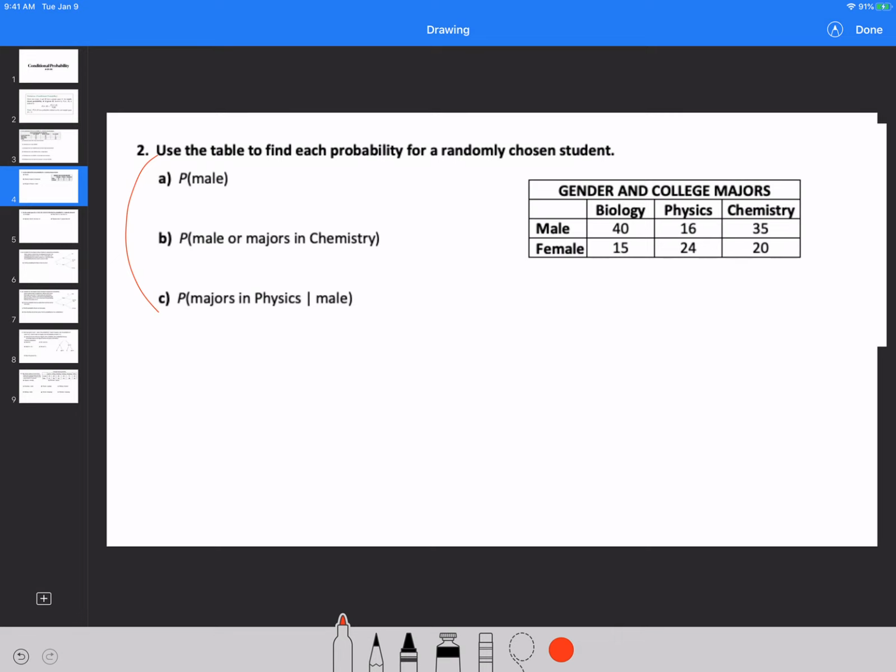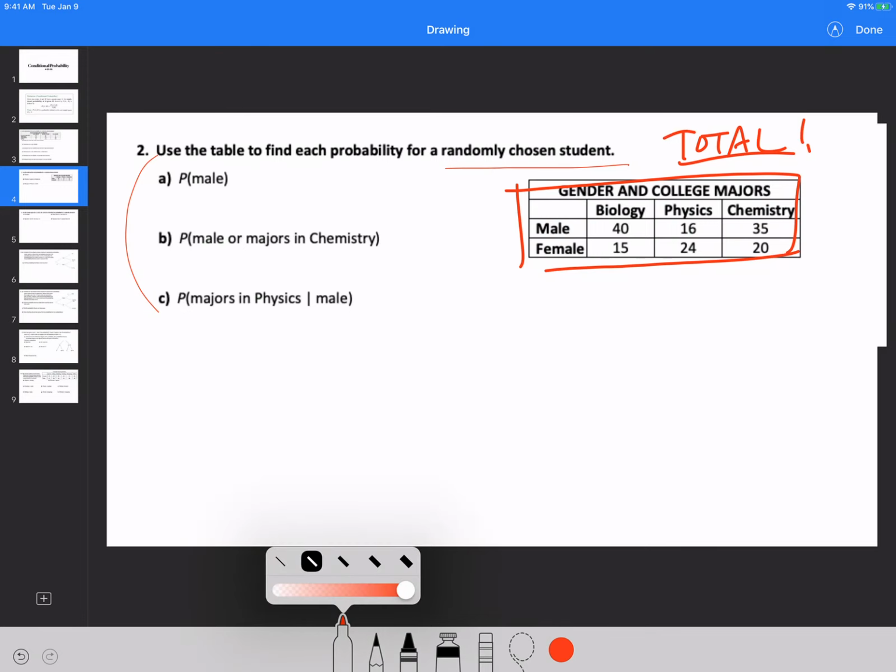For the probability of male, we're talking about a randomly chosen student. So what that means is that you're going to have to add up the totals like I have done before. When you're given the table format, please understand that your first step is always to find the total in each of the columns, each of the rows, and things like that.